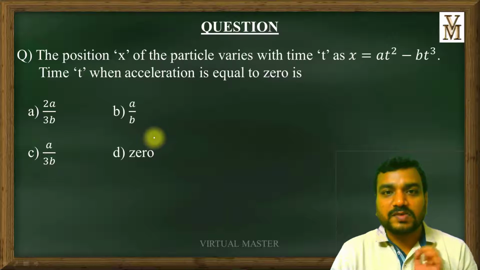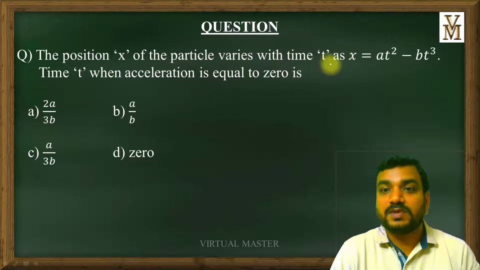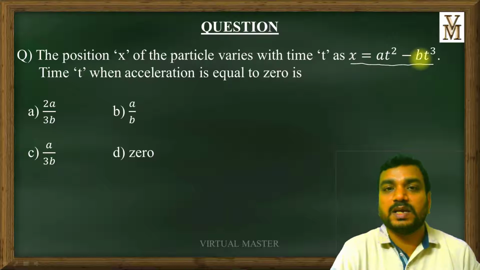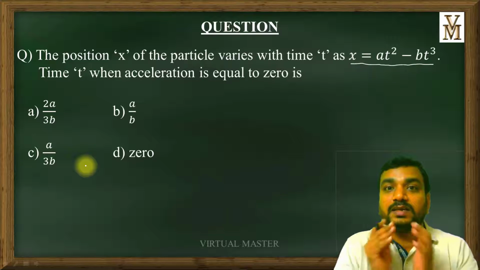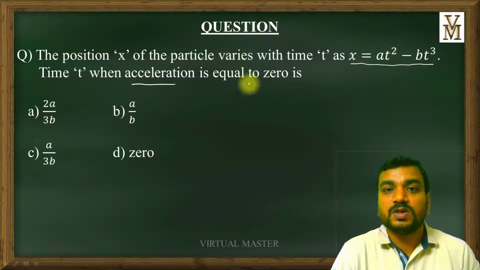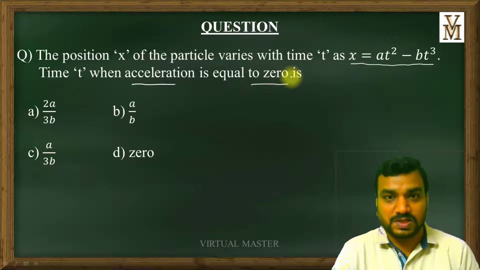Now what is given in the question? In the question, the position of the particle is given as a function of time, that is x equals at square minus bt cube. And in this case what we have to find? We have to find the time t when acceleration is equal to 0. We have to find the time taken by the object when acceleration is equal to 0.